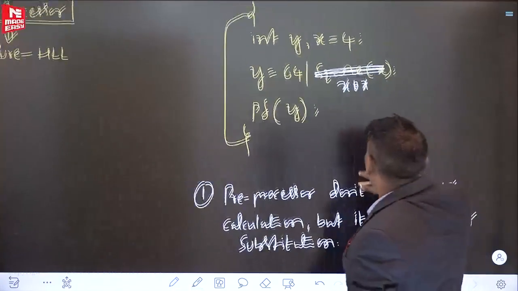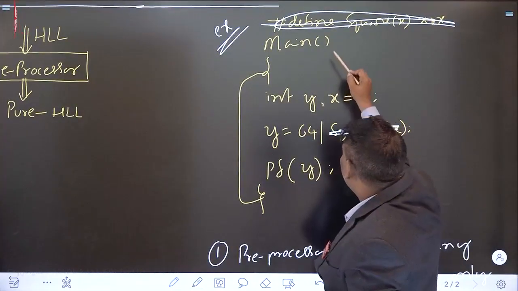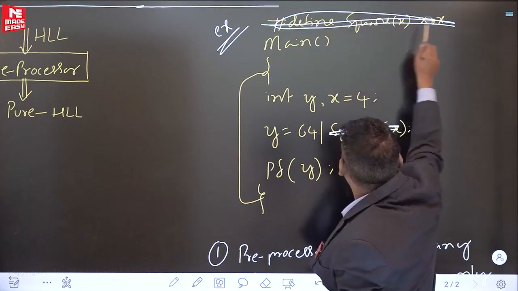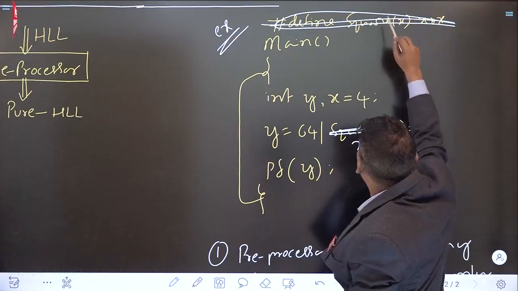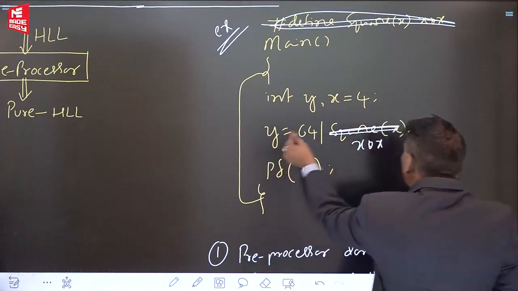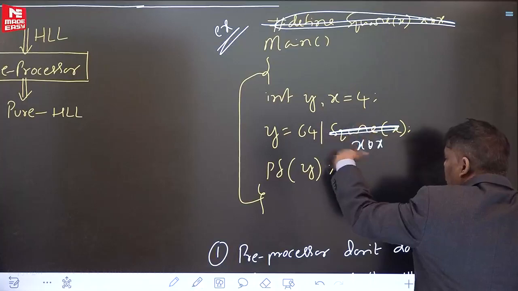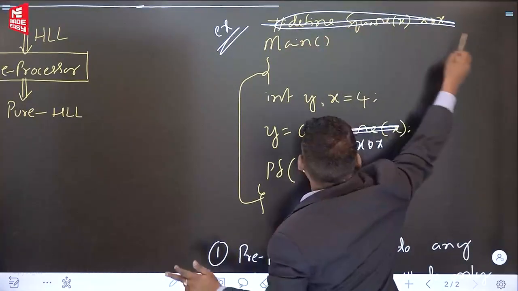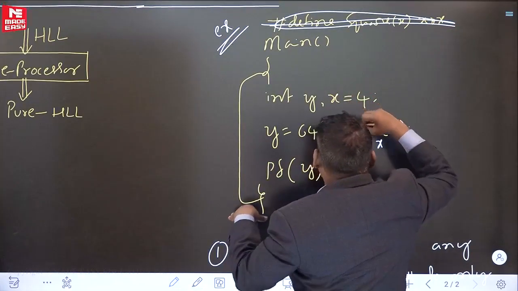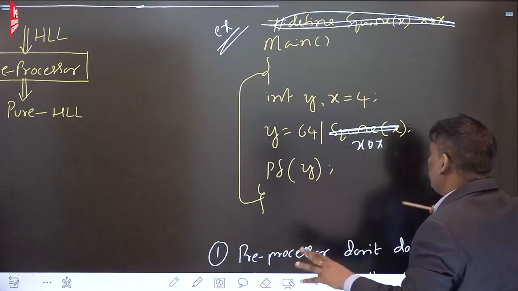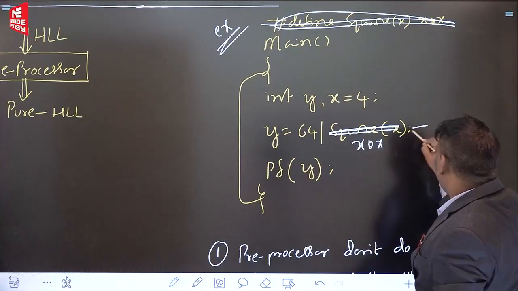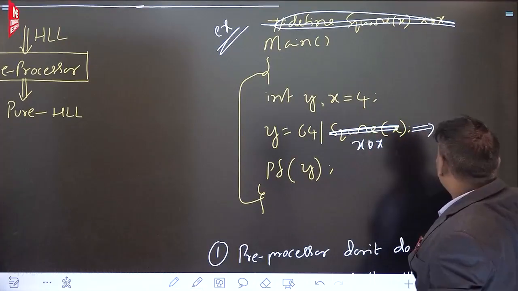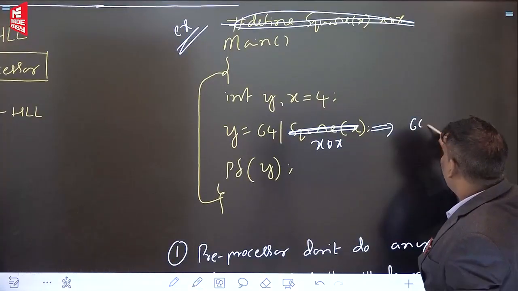Some people are asking, sir, what is the output of this program? Let's see the output. The preprocessor doesn't do any calculation, it does only substitution. First he sees what the actual is and what the shortcut is. He goes inside and wherever the shortcut is, he replaces it by the actual. After replacing is completed, he removes this line. Now pre-processing is over, and you can execute and do the calculation. With x equal to 4, what does y become? y is equal to what? 64, right?